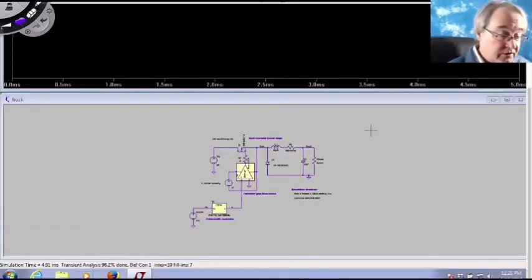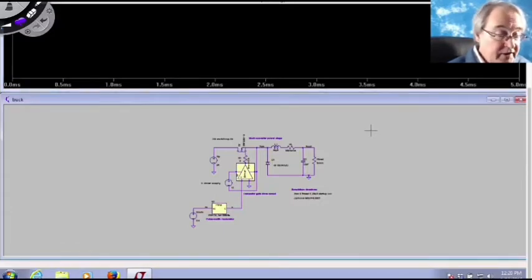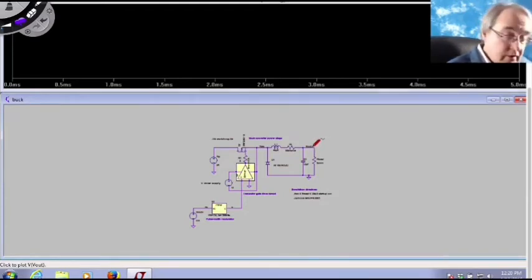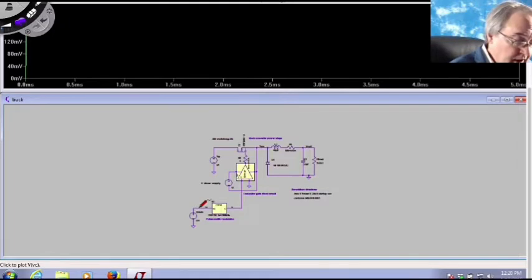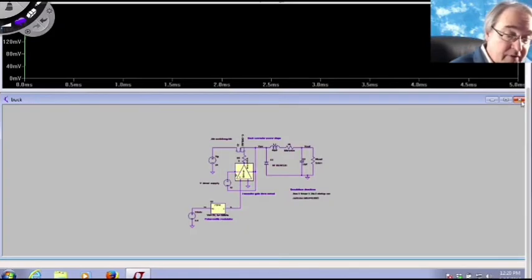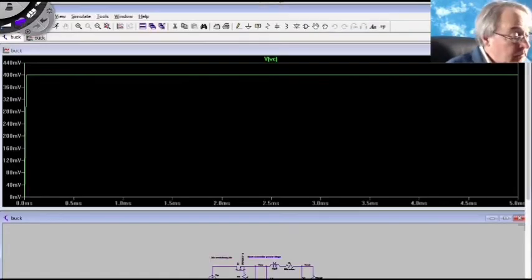Okay, the simulation is done. LTspice has opened a new window here for plotting waveforms, and we can move the cursor over the schematic to different places to plot different waveforms. So first let's look at what the pulse width modulator is doing. I will move the cursor over the pulse width modulator input. The cursor changes into a little voltage probe, and if you click there, it will plot that voltage. Okay, so the voltage is 400 millivolts or 0.4 volts.